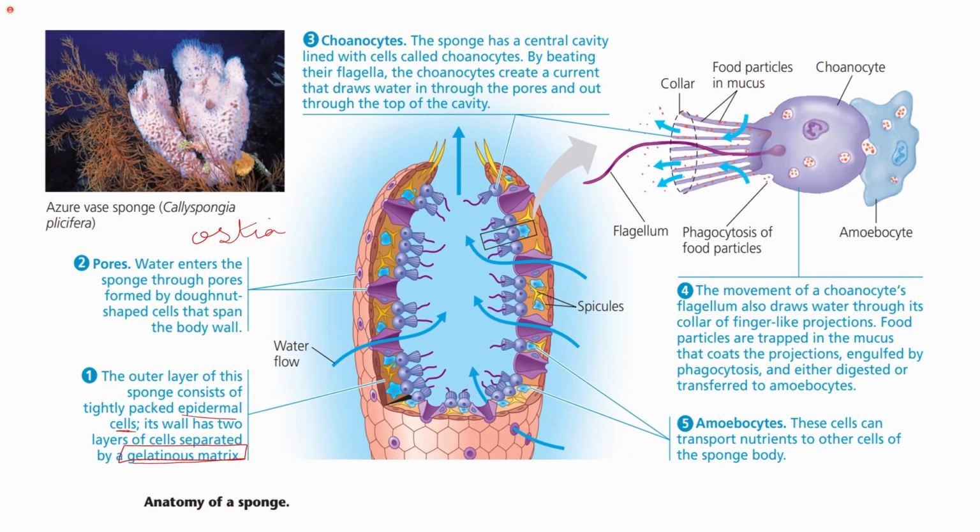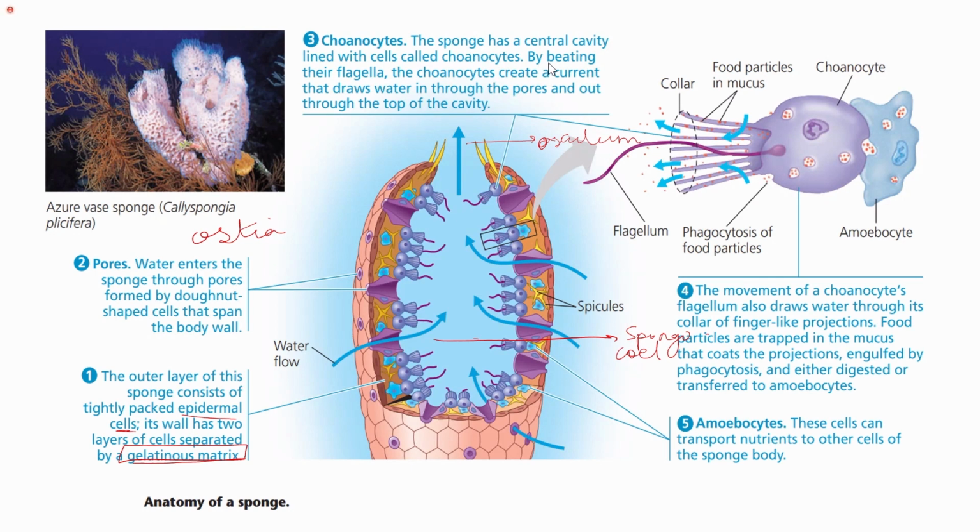Water enters through the ostia, and the central cavity is known as the spongocoel. So the water enters into the spongocoel here. That is the cavity of the sponge, and it moves out through the osculum, right? So water enters through the ostia, then it comes into the spongocoel and it moves out through the osculum.